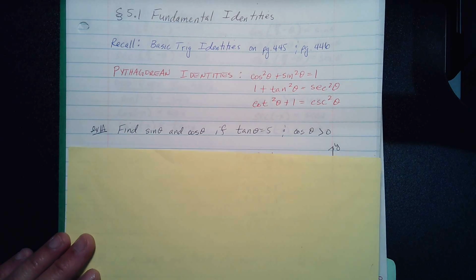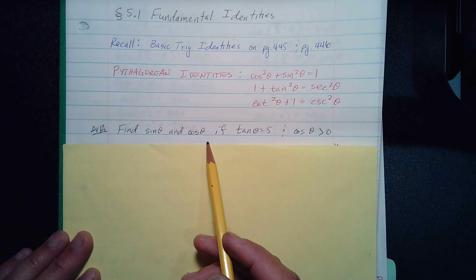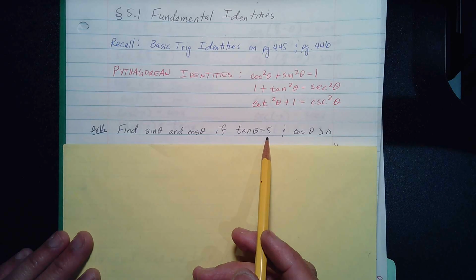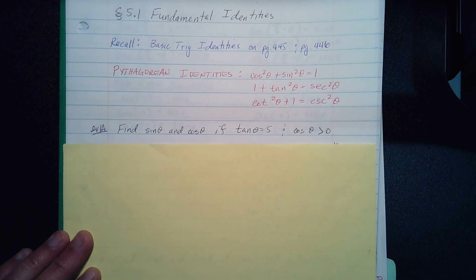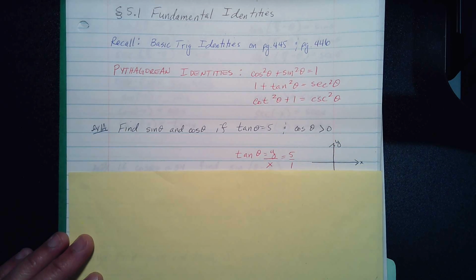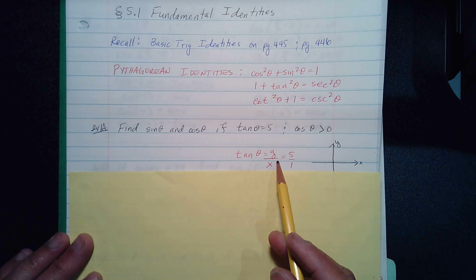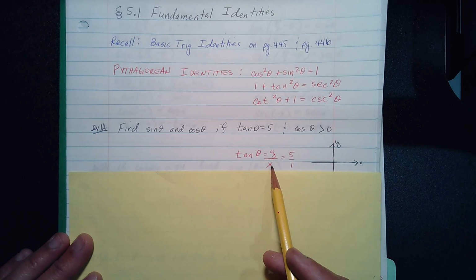Example 1a wants us to find sine theta and cosine theta if tangent theta is equal to 5 and cosine theta is greater than 0. So we have to remember that tangent theta is equivalent to y over x, so therefore y is 5, x is 1.